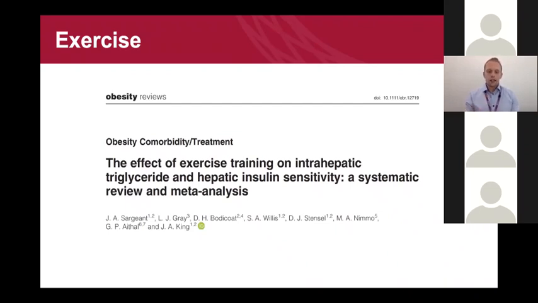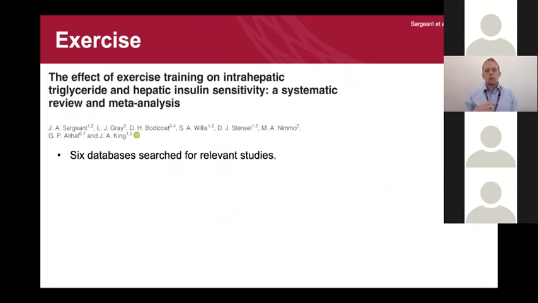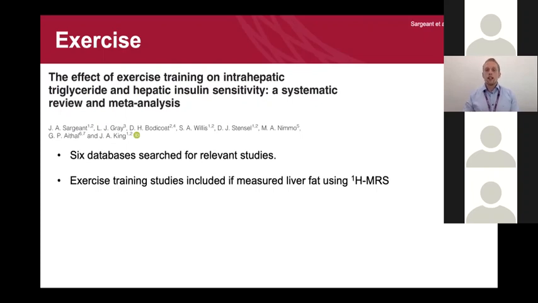So a meta-analysis takes all of the studies done in a research area and combines all of the effects into one overall effect. So he took all studies looking at exercise training and liver fat and combined this to create a larger number of participants and also to see what the general effect was across all of the studies. So to do this, we searched 6 online databases for relevant studies, and studies were relevant if they included exercise training and measured liver fat using the spectroscopy technique that I mentioned before.